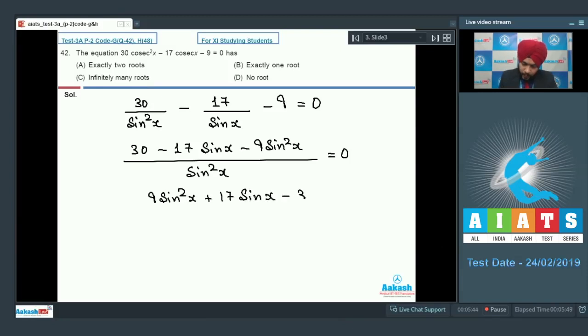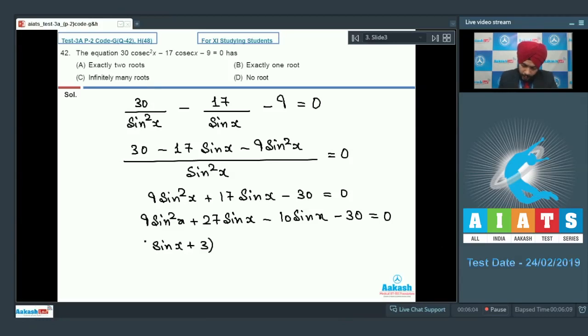minus 30 equals 0, making the factors 27 and 10. 9 sin square x plus 27 sin x minus 10 sin x minus 30 equals 0, which will give you sin x plus 3 into 9 sin x minus 10.